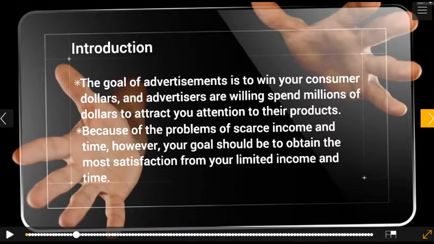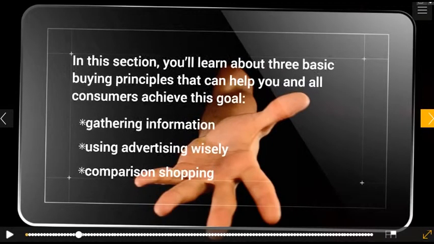The goal of advertisements is to win your consumer dollars, and advertisers are willing to spend millions of dollars to attract your attention to their products. Because of the problems of scarce income and time, however, your goal should be to obtain the most satisfaction from your limited income and time. In this section, you'll learn about the 3 basic buying principles that can help you and all consumers achieve this goal: gathering information, using advertising wisely, and comparison shopping.